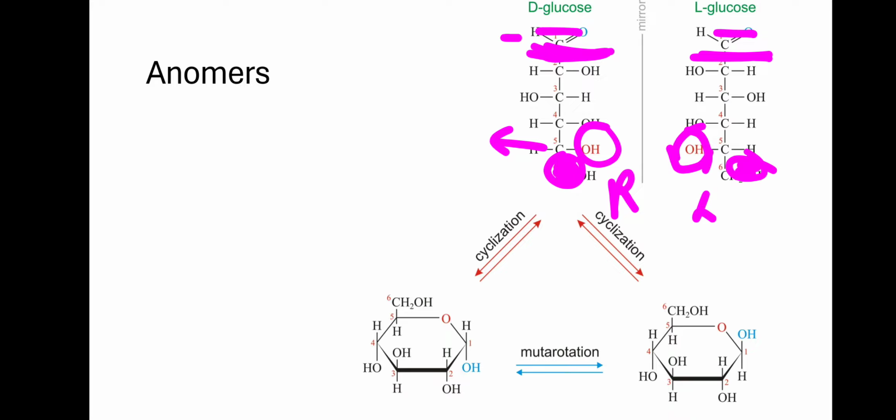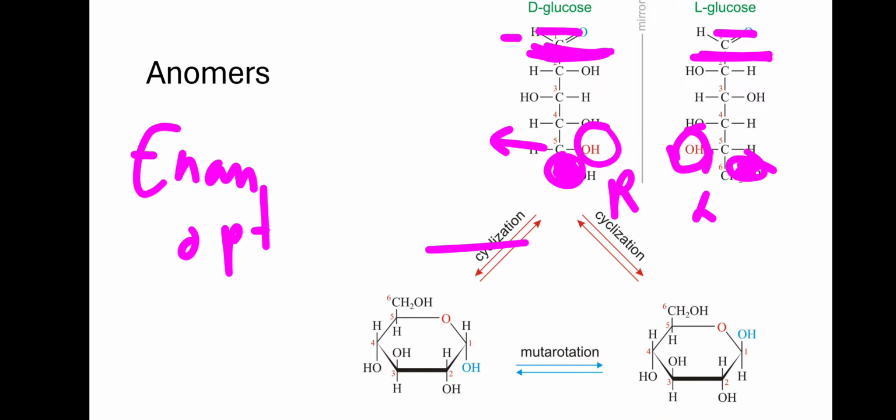So D glucose, L glucose, these are enantiomers of each other. And what property are they following? They are following the property of optical isomerism. So you can call them enantiomers of each other. You can also call them optical isomers of each other. So this is your D and this is your L.